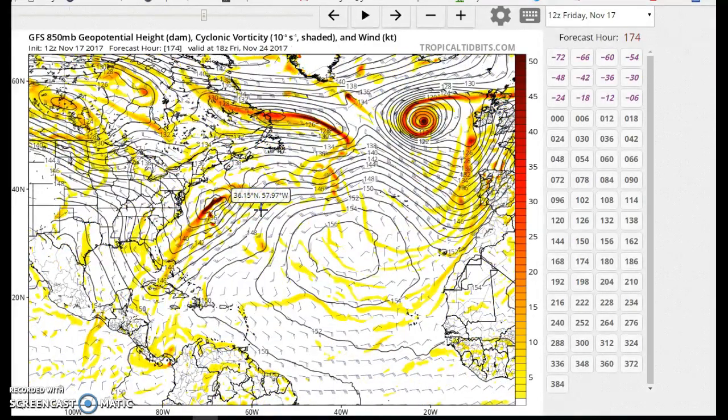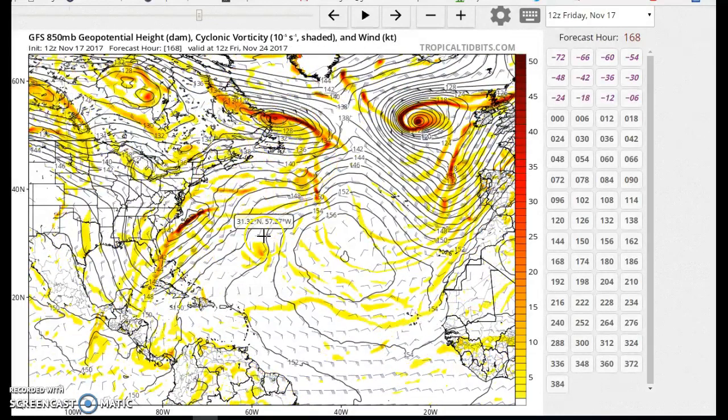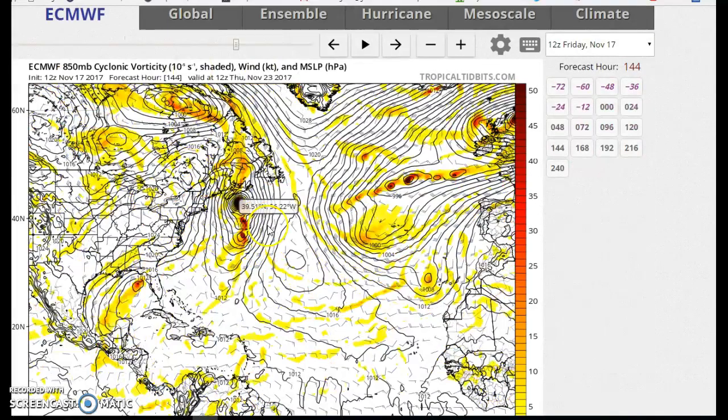It just kind of gets spit out in the middle of the Atlantic. And because now you've got all this room over here, the GFS can shoot this system off the Carolina coast. But watch what happens on the European. Because this system is here, the flow gets backed up.